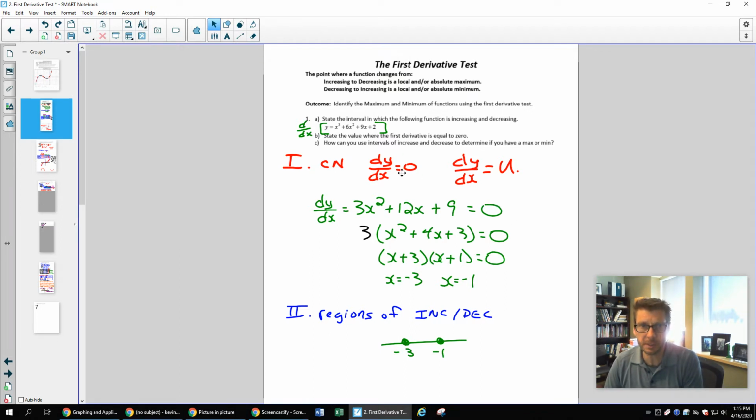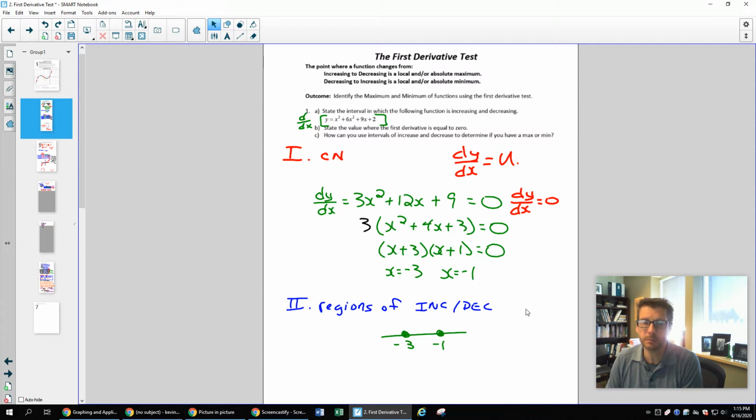Make it equal zero because you're finding the slope where it equals zero. That's the idea where the zero comes from. And you solve. And just like we saw in the graph, -3 and -1 are our two critical numbers.